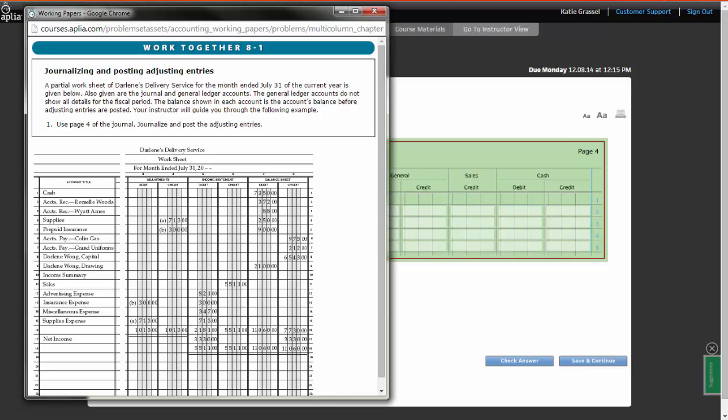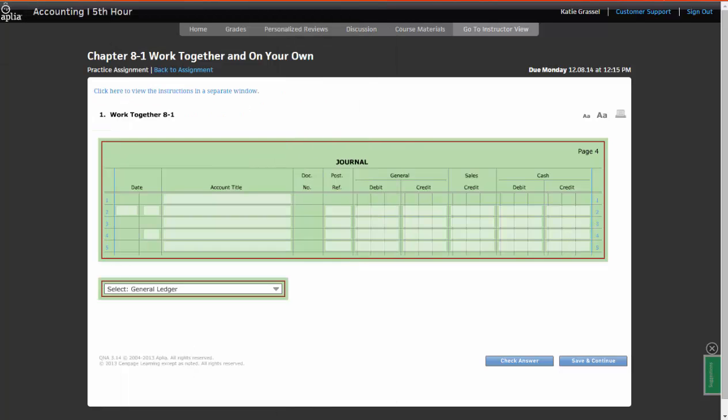Okay? So what I need to do right now is, my assignment is to journalize adjusting entries, page 4 of the journal. So right here on page 4 of the journal, I'm going to write, centered here, adjusting entries. That then says, okay, it's fine that we don't have any source documents here. All of our adjusting entries are recorded on the last day of the fiscal period. So what's the last day of our fiscal period? July 31st.